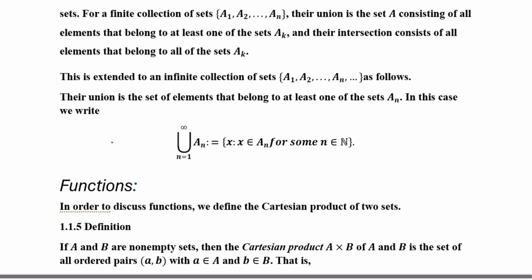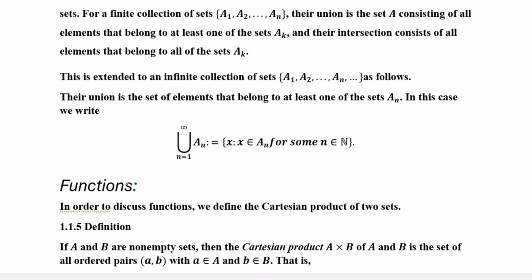Okay. Next we move towards the important concept of the subject, that is, function. In order to discuss function, firstly we define what the Cartesian product of two sets is.